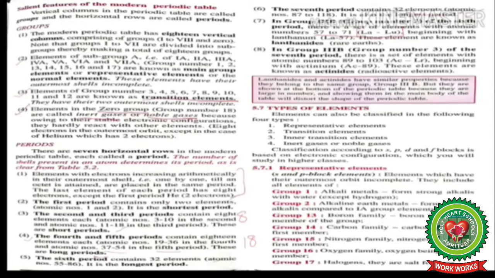Lanthanides and actinides have similar properties because they belong to the same group, group 3B, but they are shown at the bottom of the periodic table because they are large in number, and showing them in the main body of the table will distort the shape of the periodic table. So you can get a question here: why are lanthanides and actinides placed below the periodic table?